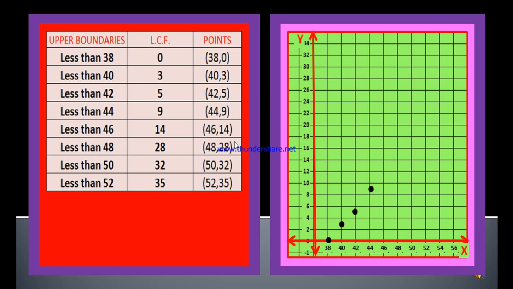44 and 9. Next point is 46, 14. X value 46 and y value is 14. Yes, this is the point. For this point x coordinate is 46 and y coordinate is 14. Next point is 48 and 28. X value is 48 and y value is 28. It should go up. This is 28. Therefore, this is the point.